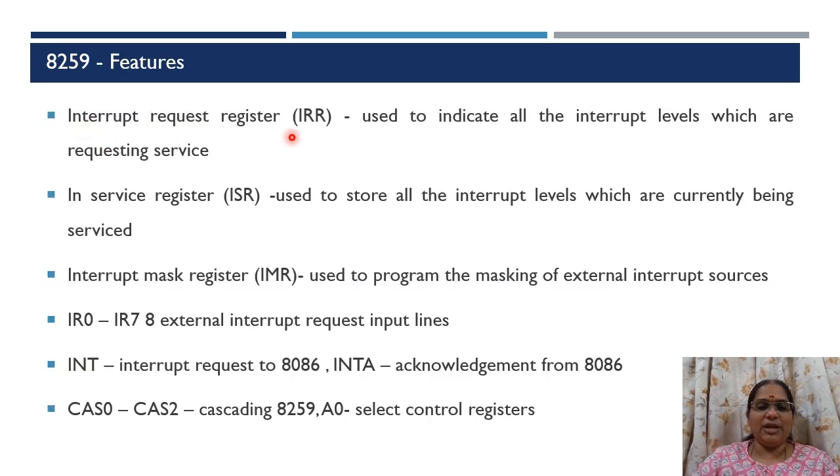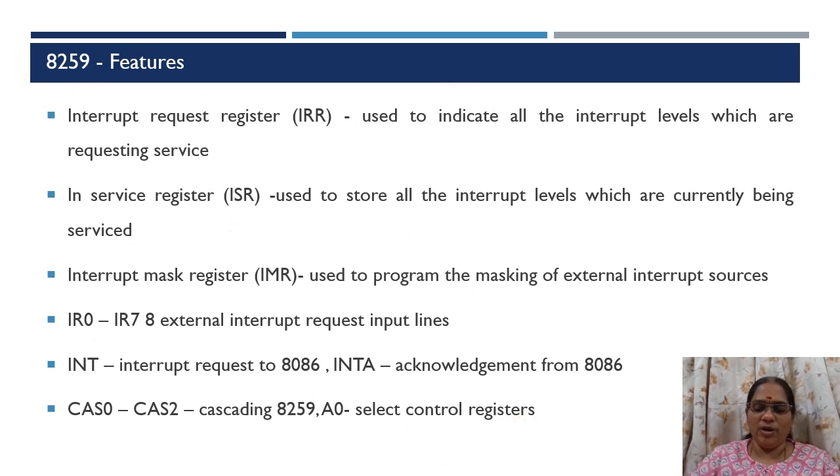As I mentioned, the interrupt request register is used to indicate all your interrupt levels which are requesting the service of a processor. The in-service register will store the interrupt levels which are currently being serviced. The mask register is used for masking any particular interrupts. Totally 8 external interrupts are available. INT is for request to the processor, and INTA is acknowledgement from the processor. This is for cascading, and A0 is used for selecting the different control registers.